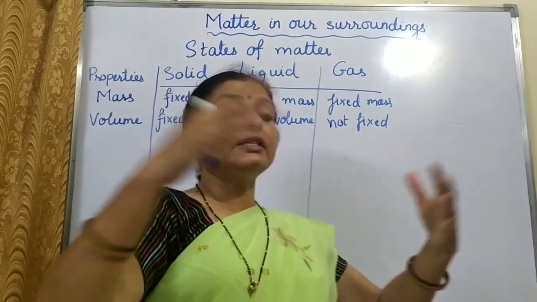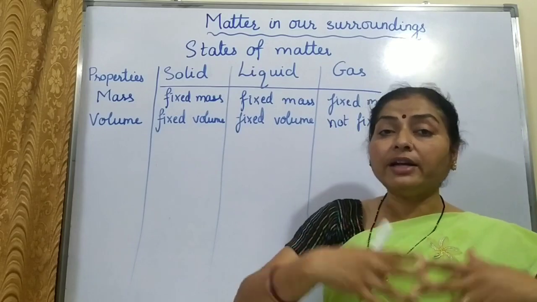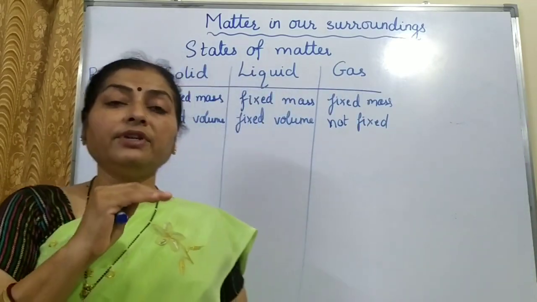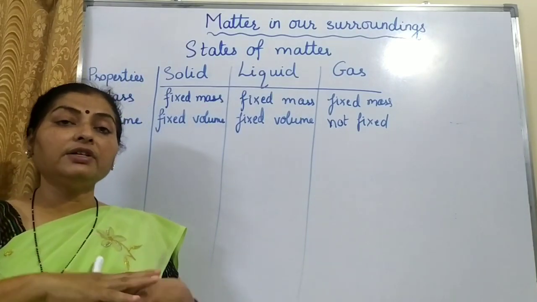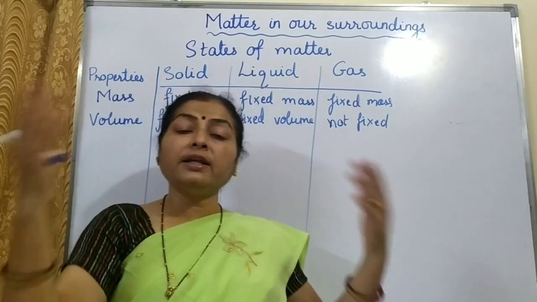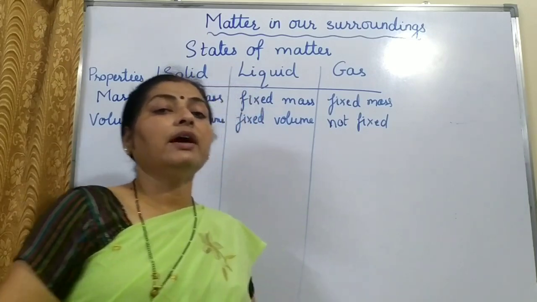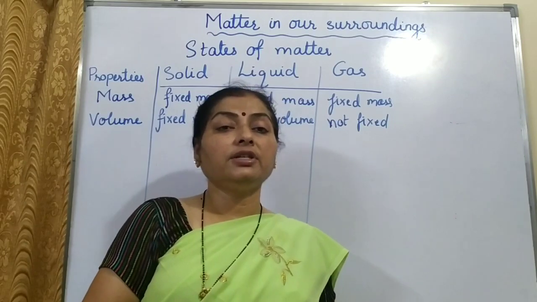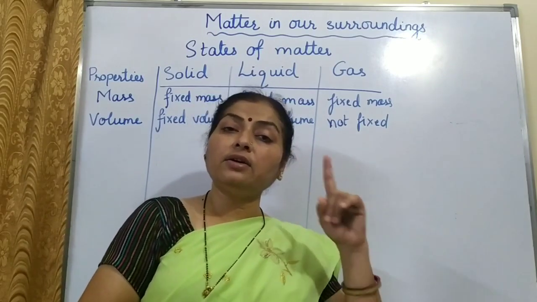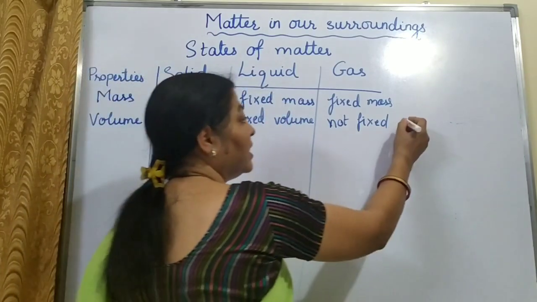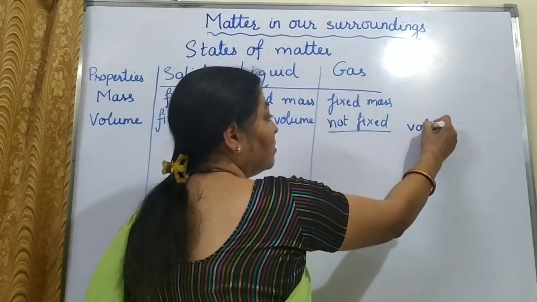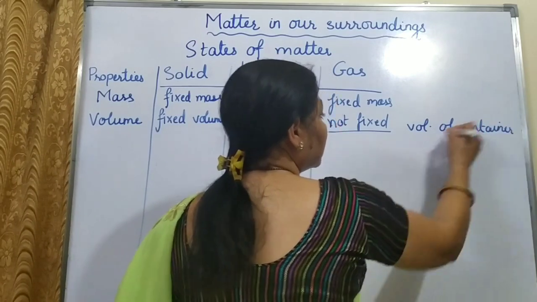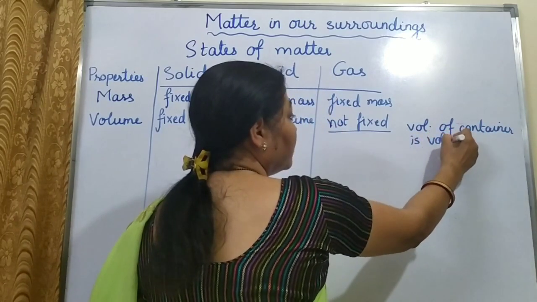Gas can expand as much as it can. Means whatever container the gas is getting, it will occupy that entire container. A gas which is occupying a small container, if it is opened into a room, it will occupy the entire volume of the room. So gas does not have any definite volume. It occupies the entire container in which it is filled. So the volume of the container is the volume of the gas. So what we can conclude is volume of container is volume of gas.